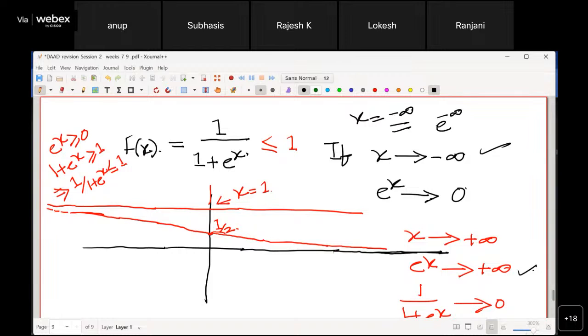e power minus infinity, right? This is 1 by e power infinity, right? So 1 by e power infinity is what? This is infinity, right? So then 1 by infinity, so then you should get 0, right? Got it. Yes. Thank you.